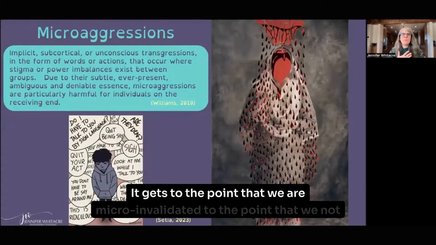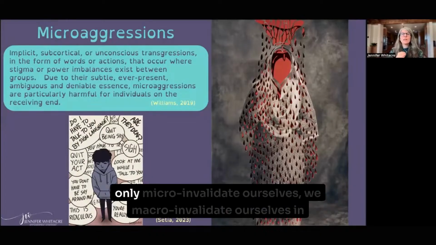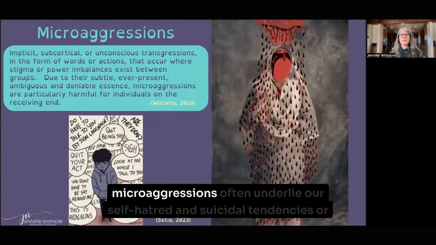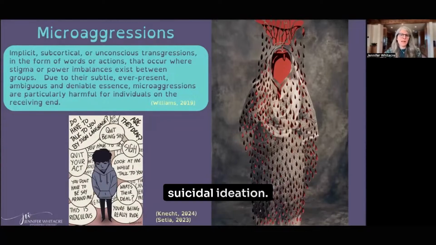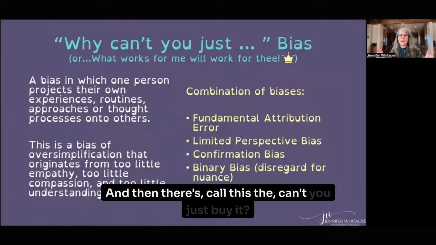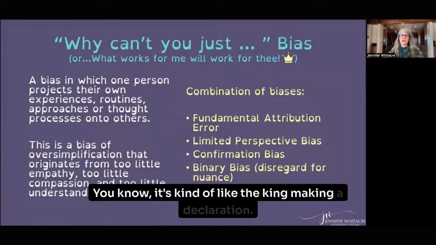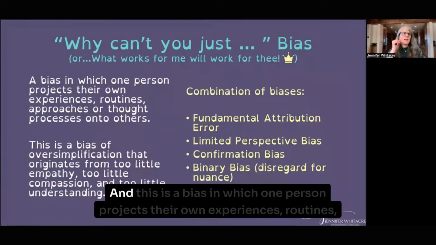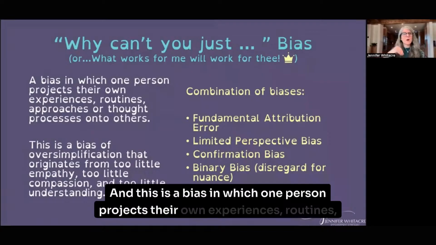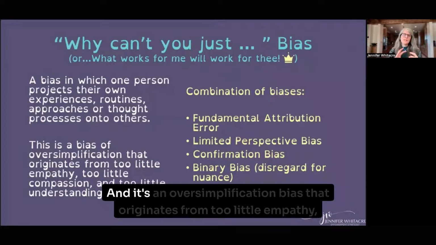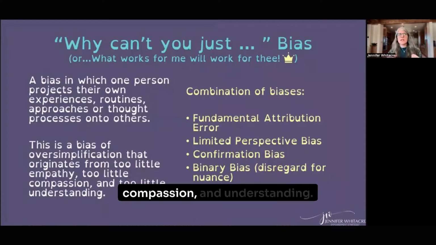It gets to the point that we are micro-invalidated to the point that we not only micro-invalidate ourselves, we macro-invalidate ourselves, and microaggressions often underlie our self-hatred and suicidal tendencies or suicidal ideation. And then I call this the why can't you just buy it? Because it works for me, so it will work for thee. It's kind of like the king making a declaration. And this is a bias in which one person projects their own experiences, routines, approaches, or thoughts or processes onto another. And it's an oversimplification bias that originates from too little empathy, compassion, and understanding.